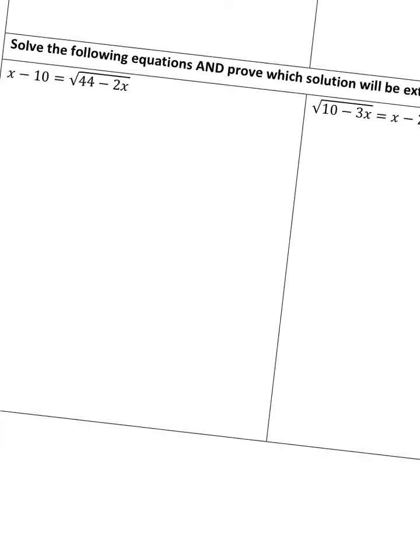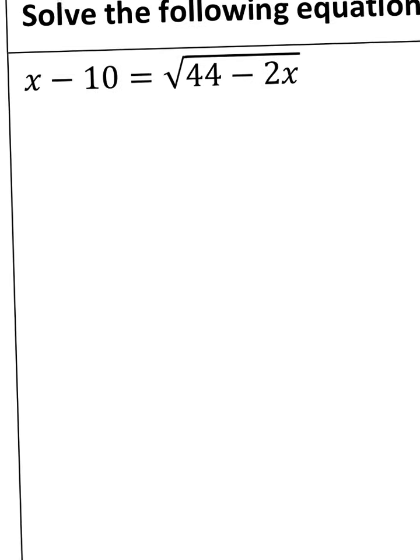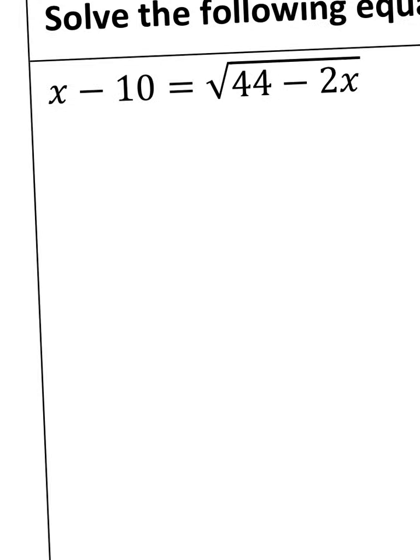So in this last one, we're going to solve it like normal, and then we're going to prove which solution will be extraneous. So that means when you plug it back in, it won't really work, okay? So you have x minus 10 equals the square root of 44 minus 2x. If you see a square root on one side, you must square both sides to get rid of it. So you have x minus 10 squared, okay?